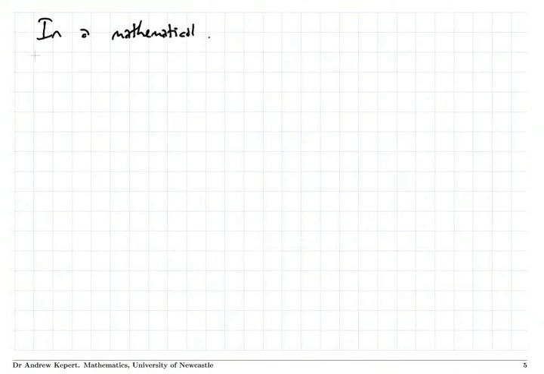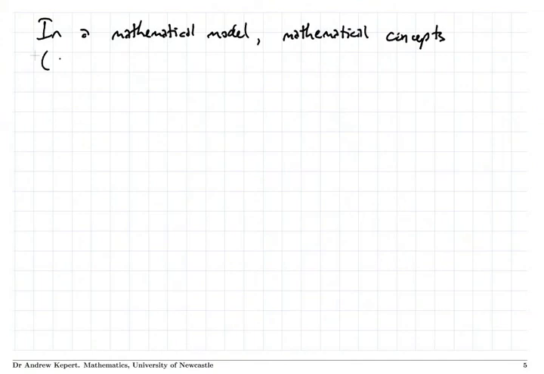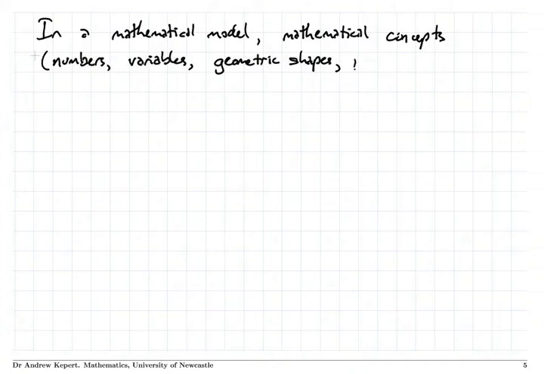So if we were using mathematics to model our problem, to model our real-world situation, we'll be using mathematical concepts such as numbers, variables, maybe something from geometry, maybe some other processes that we understand from mathematics, or some other part of mathematics. And we'll be using this to model aspects of our real-world situation.